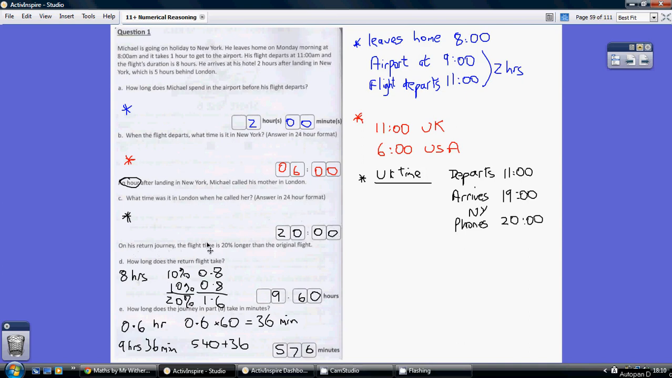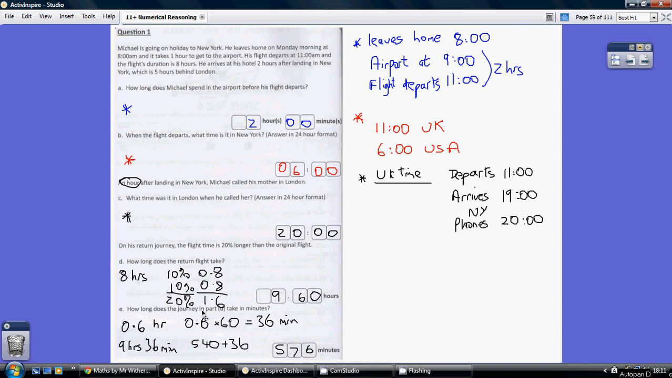Right, on his return journey the flight time is 20% longer than the original flight. Well, the original flight was 8 hours, it tells us that, so we need to add 20% to 8 hours. Now remember, when we're working out any percentages, always work out 10% to start with, which is a tenth of 8, which is 0.8. We want 20%, so we want 2 lots of 10%, so another 0.8. So 1.6 is 20% of 8 hours, so it's an extra 1.6 hours. 8 hours add 1.6 hours, 9.6 hours.